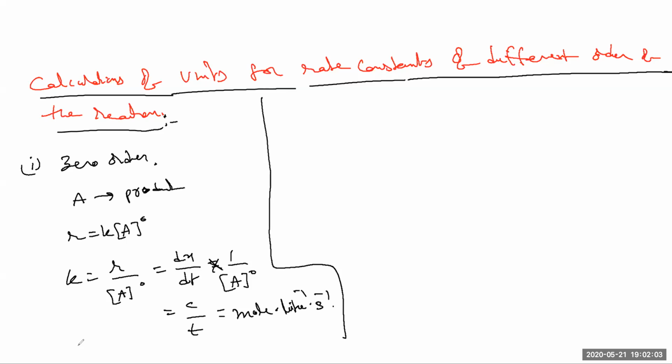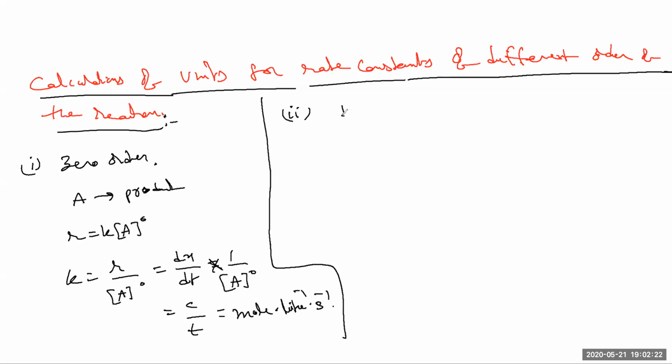What are the zero order rate constant units? Moles per liter per second. So that means the units of rate of reaction and zero order rate constant are both equal. Next, see this second one.